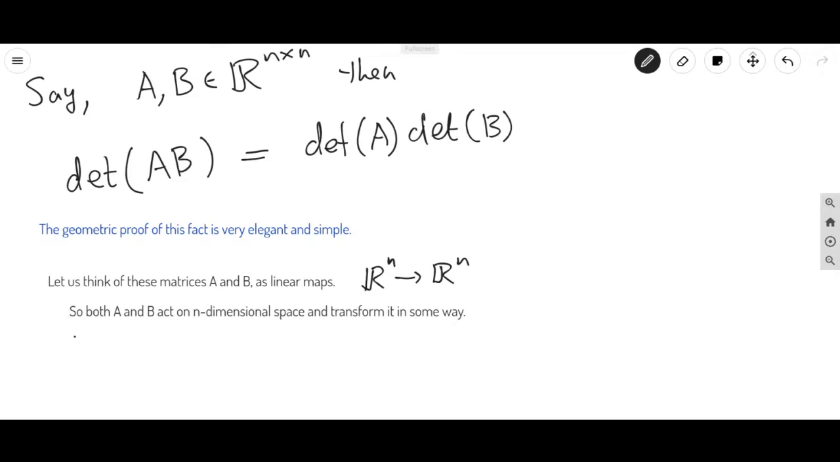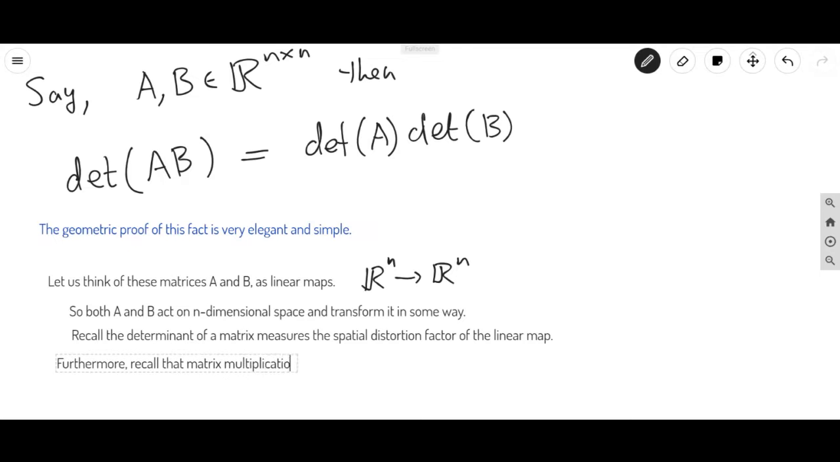The determinant, so recall, the determinant of a matrix measures the spatial distortion factor of the linear map. And furthermore, recall that matrix multiplication is, we say, the composition of two linear maps. In other words, one linear map followed by another linear map.